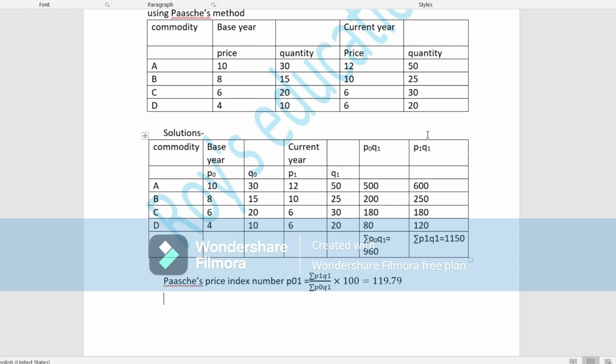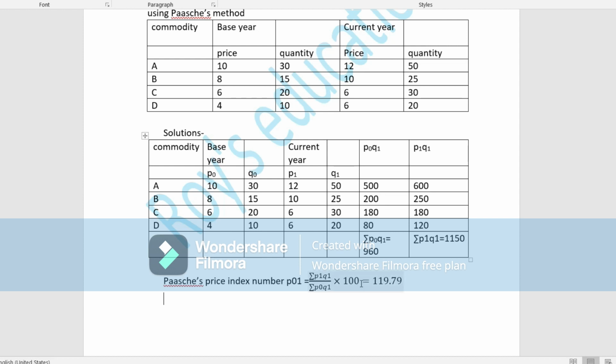Okay, the next one, P1 Q1. What is P1 Q1? That is 12 into 50, that is 600. 10 into 25, that is 250. 6 into 30, that is 180. 6 into 20, that is 120. So summation P1 Q1 equal to 1150.